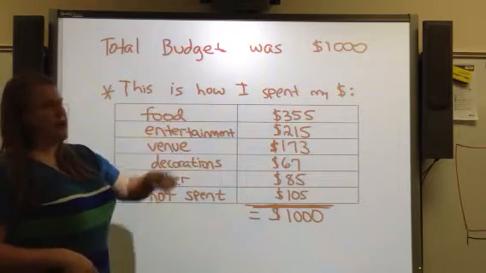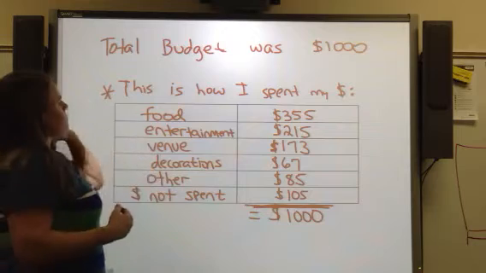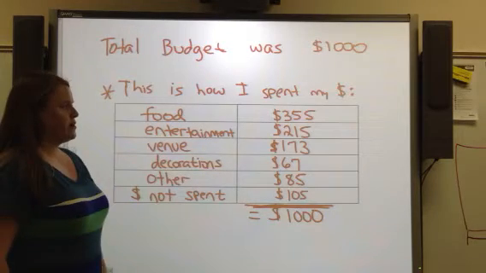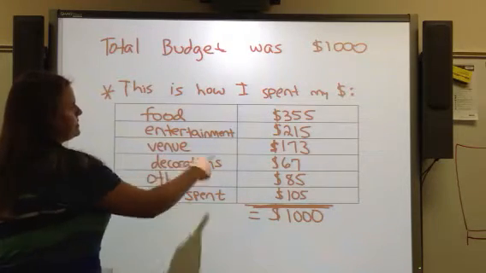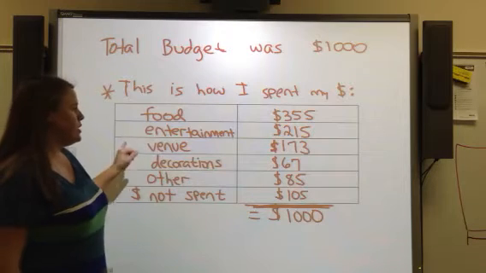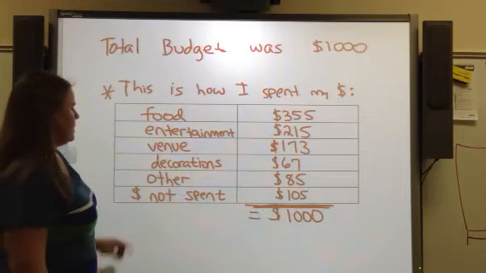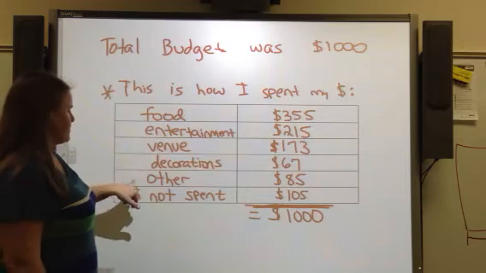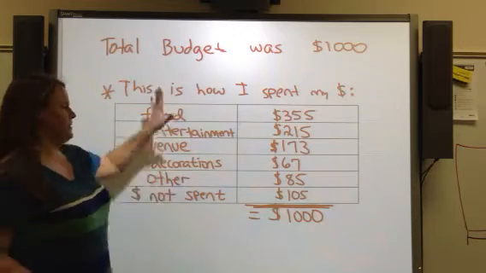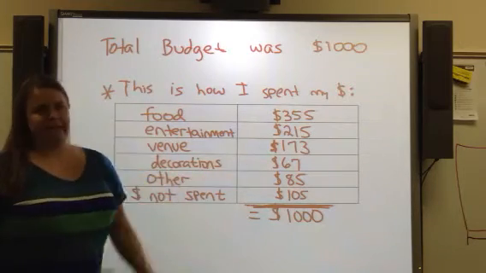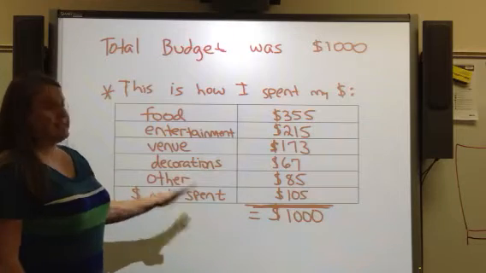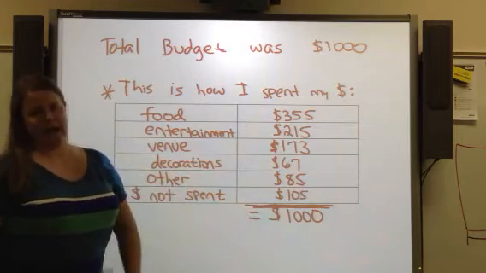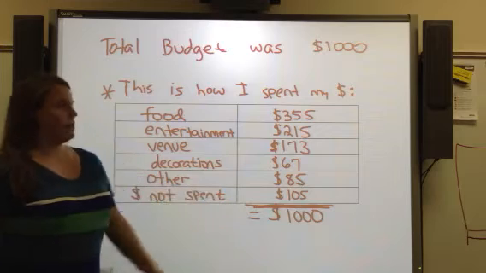This is how I spent my money with my project. For food, I spent $355. For entertainment, $215. The venue, $173. Decorations, $67. Other, meaning something that didn't fit into one of these four categories, was $85. And money that I did not spend was $105, totaling $1,000.